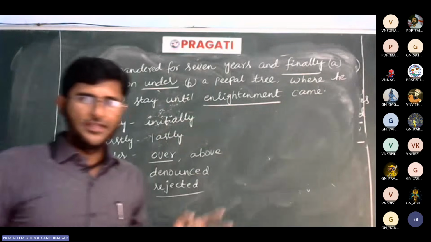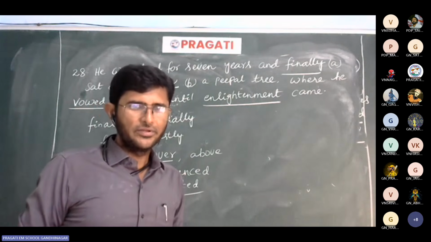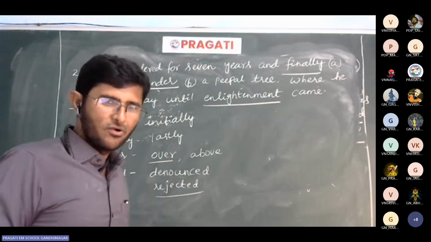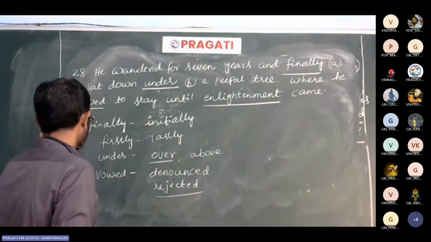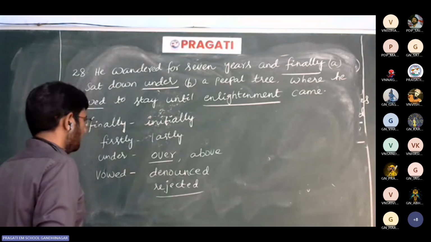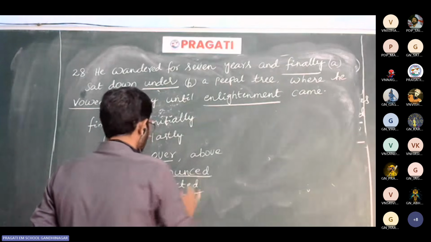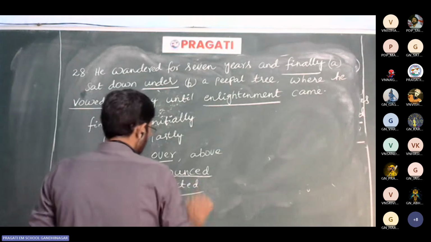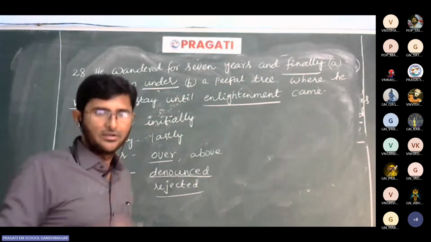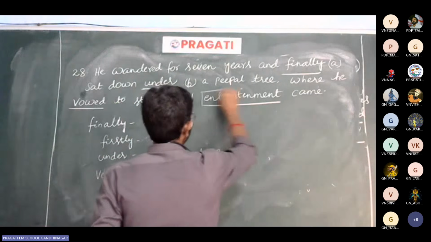So the part of speech of the word that you write should be in accordance with the word which is given here, right? For example, here vowed is given. You must write denounced. You cannot write simply denounce. Or you can also write rejected, not simply reject. Okay. So last word is enlightenment.